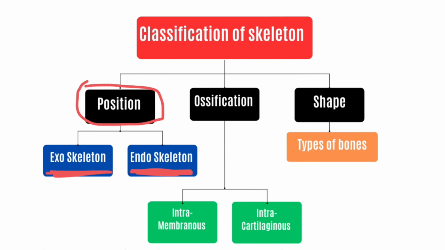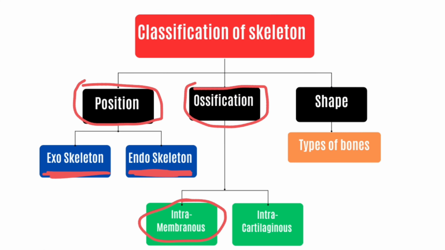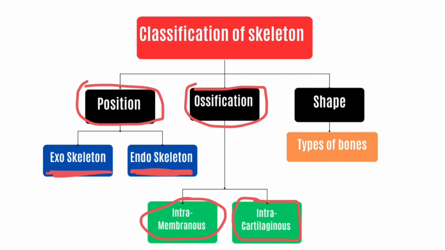The second classification is according to the process of ossification. We have intramembranous ossification, where the membranes differentiated and became ossified into bones. And we have intracartilaginous ossification, where the cartilage cells differentiated and ossified into bones.